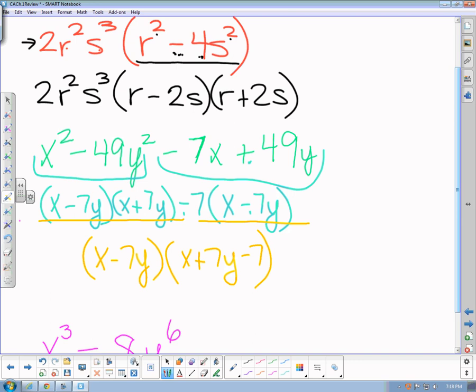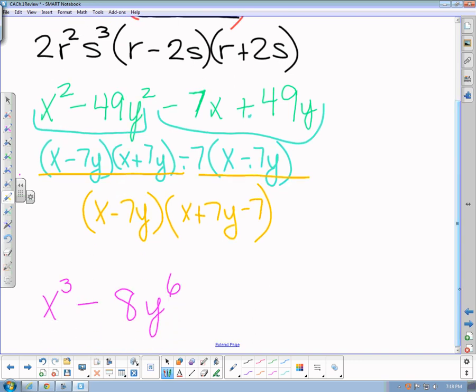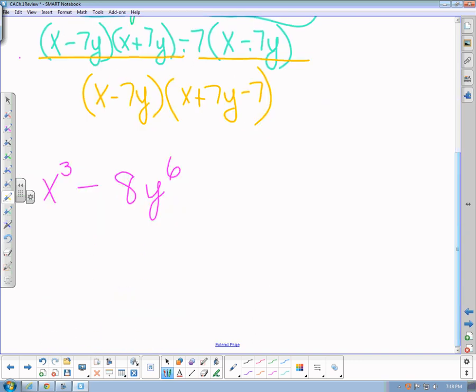And then finally, for this part of factoring, you'll have one where they're perfect cubes. The rule for perfect cubes is you take the cube root of each thing first. So the cube root of x cubed is x. The cube root of 8 is 2, and the cube root of y to the 6th is y squared. The sign should be the same for that part.